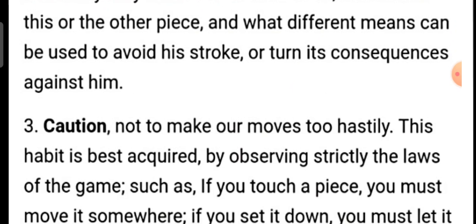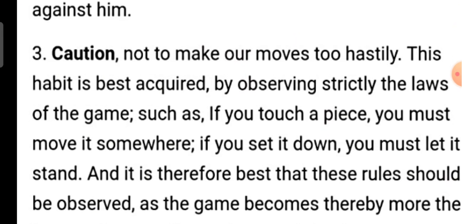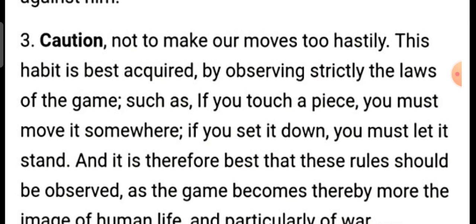Now the next thing he teaches is caution. Caution means how to be cautious, not to make our moves too hastily. This habit is best acquired by observing strictly the laws of the game. Now, what are the laws of the game? Every one of us might not know. There are some laws, such as if you touch a piece, you must move it somewhere. If you set it down, you must let it stand there.